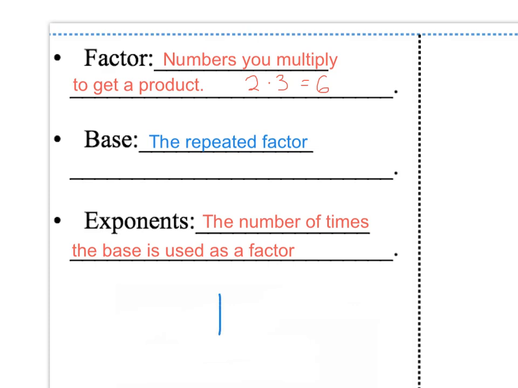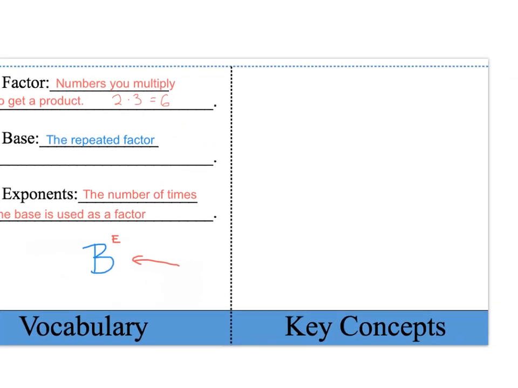So the base can look like a letter b, and the exponent can be represented as a superscript at the top right-hand corner of b. So this is usually what an exponent and a base look like. Now let's talk about some of the key concepts.